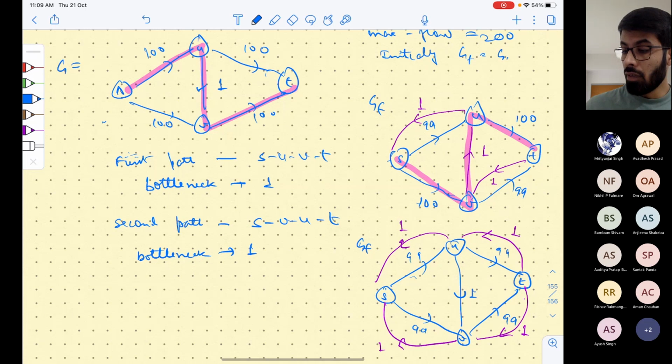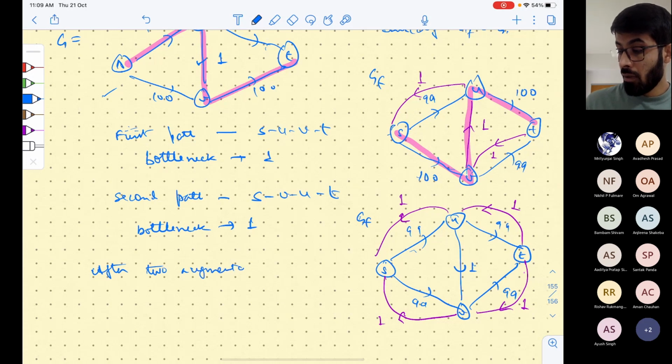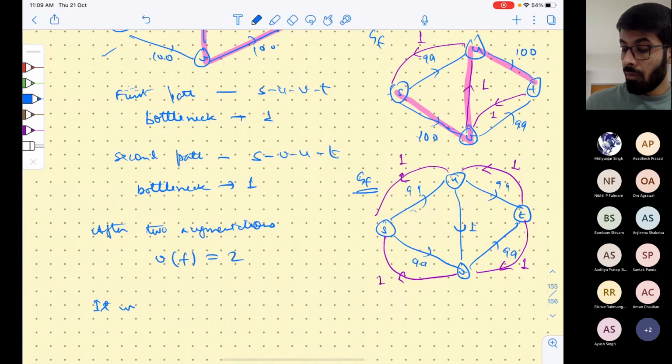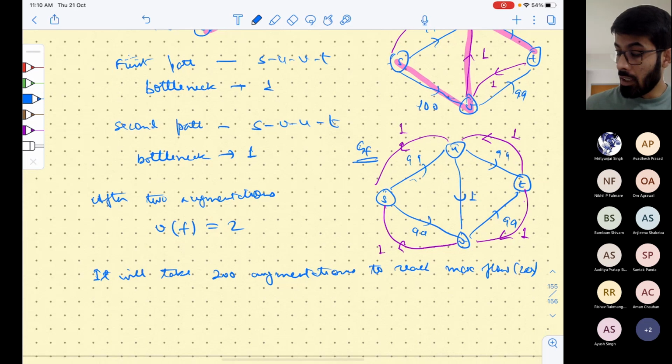And now this is very similar to the first one, in some sense, right? So basically, if you analyze this, after 2 augmentations, what is the flow value here now in the second GF? 2, right? So after 2 augmentations, we get the value of the flow to be 2. So it will take 200 augmentations to reach the max flow, which is 200, if we choose the paths like this.